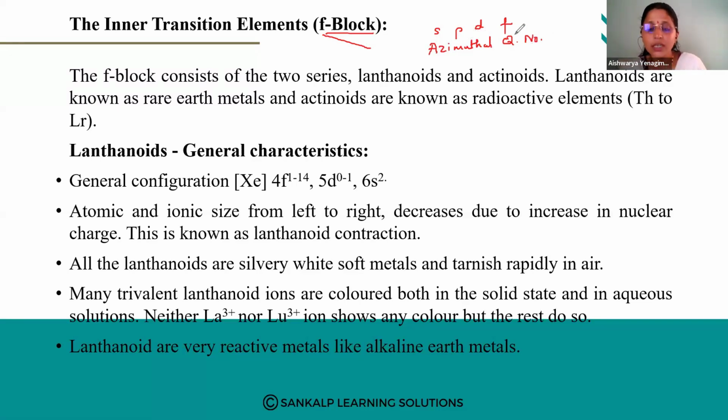So S, P, D, F orbitals are derived from the values of azimuthal quantum number denoted by letter L. L values are 0, 1, 2 and 3, and so on. L value 0 idre adakke S orbital antivi. L value 1 we call it as P orbital, L value 2 we call it as D, L value 3 we call it as F.